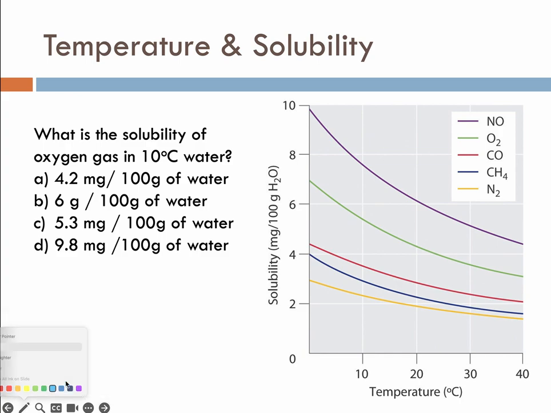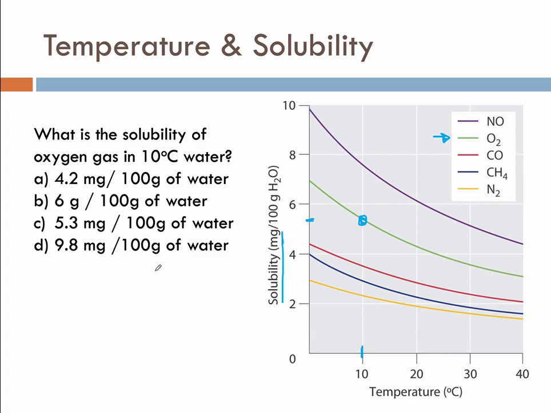So here's one question we were just doing at the end of class, which is if it's 10 degrees, so here's 10 degrees Celsius, what's the solubility of oxygen gas? So we go up at 10 degrees to oxygen gas, that's this green line right here. You can see that because of our legend here, oxygen gas is green. And then you go over to the y-axis, tells you solubility in units of milligrams per 100 grams of water.